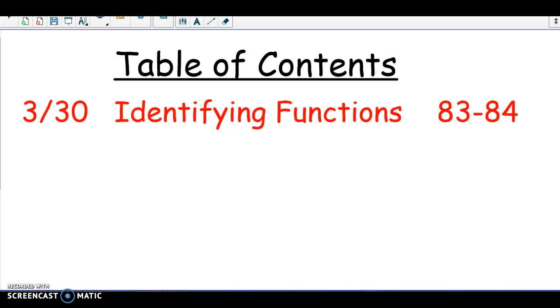Today we're starting a new unit. This unit is all about functions. So we're first going to learn how to identify a function. Fill out your table of contents.